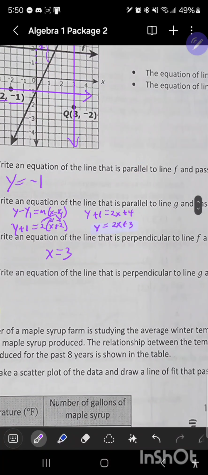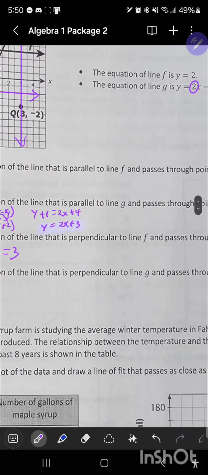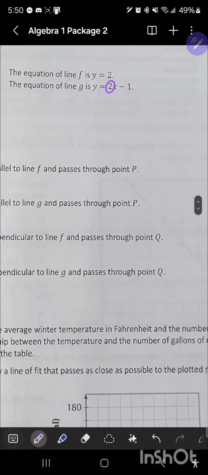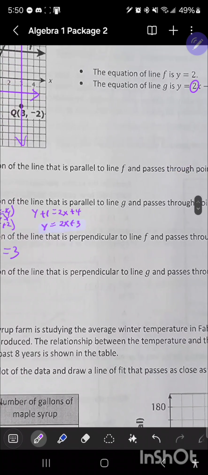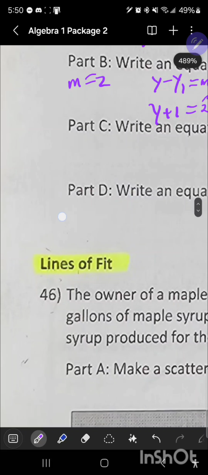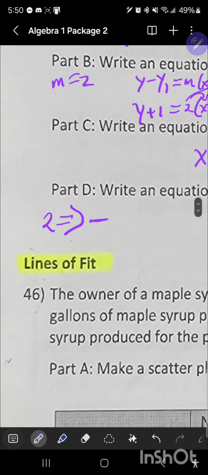Now, write an equation for a line that is perpendicular to line G and passes through the point Q. Okay, perpendicular. What do we know about perpendicular? We know it is the opposite reciprocal slope. If our initial slope is 2, then it is positive, so the opposite will be negative. Our perpendicular slope will need to be negative, and this is 2 over 1, so our slope will be negative 1 over 2, which is the opposite reciprocal.